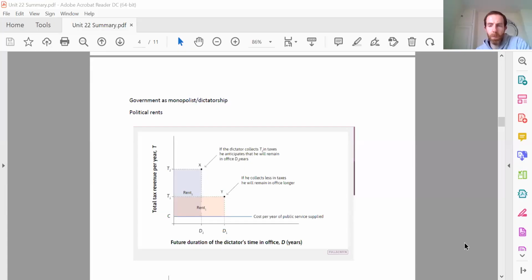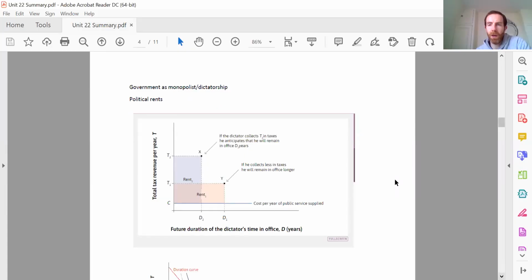Okay, so the first model that we look at is how we could think about how a government as monopolist, or as a dictatorship, will operate and how they will make their decision. We keep this really simple in that we basically just think about the decision they're making as being about how much tax they're going to charge their citizens. And the dictator faces this trade-off between the amount of tax that they're going to charge and how long they'll actually be able to stay in power, or how long they expect to stay in power.